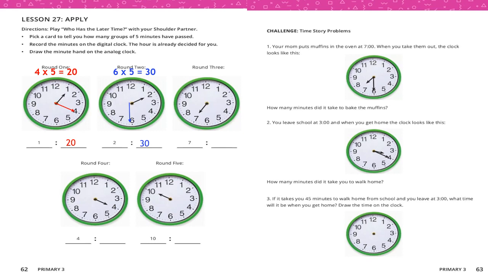2:30. In clock 3 here, we have the short hand at 7. We will write 7 in hours. And the long hand is referring to 2. So 2 groups of 5. 2 times 5 equals 10. We will write 10. So it's 7:10.